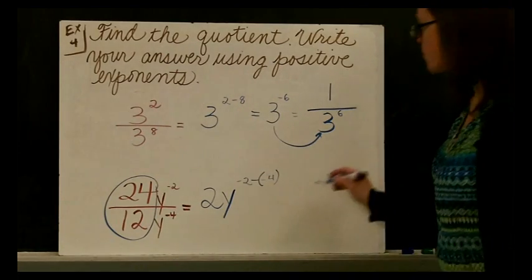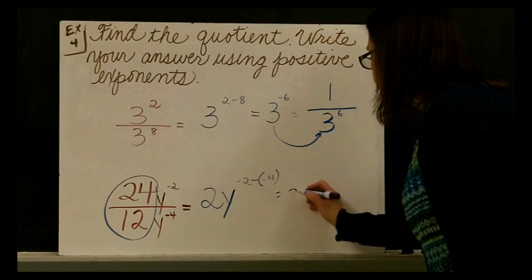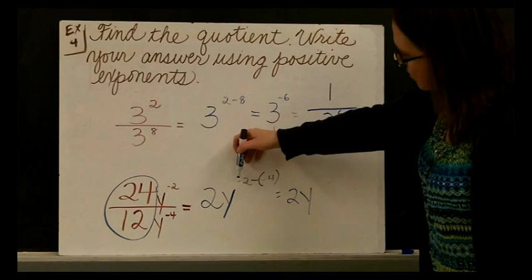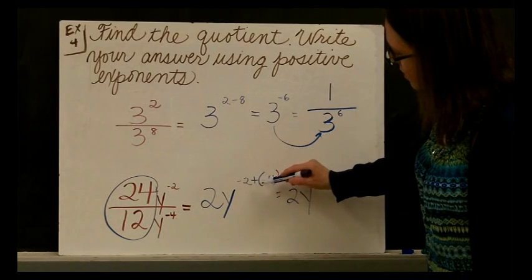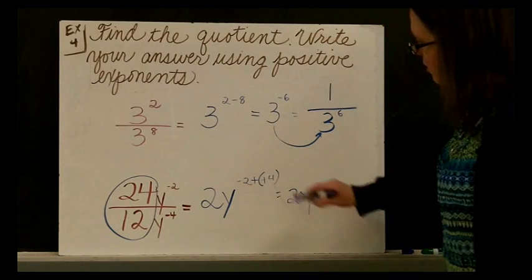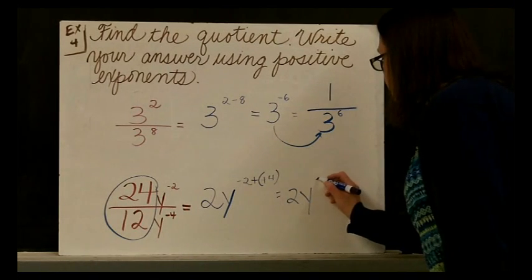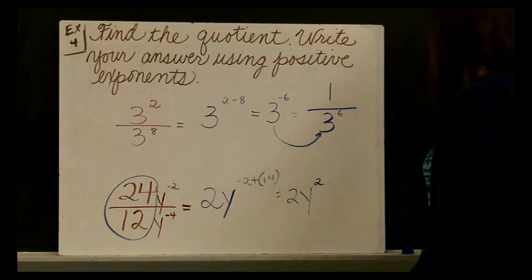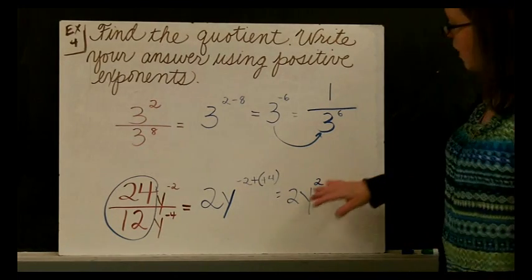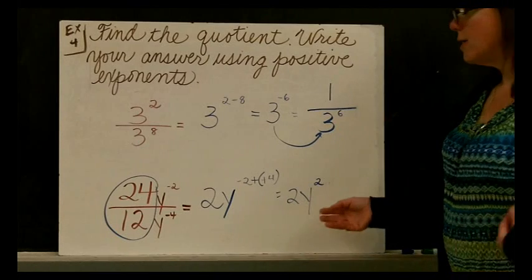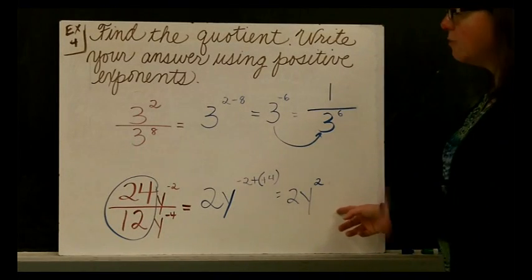Then we simplify this, and we have 2y. A -2 and the opposite of a -4 means we have a -2 and a +4, which gives us a positive exponent of 2. And when you have a positive exponent, there's no need to open up a fraction bar. That would only be if this were negative.